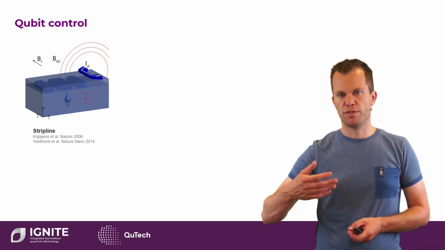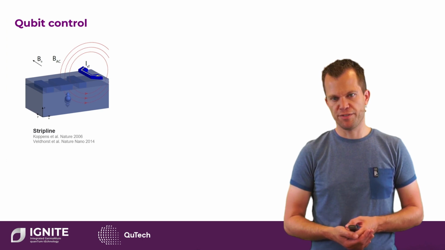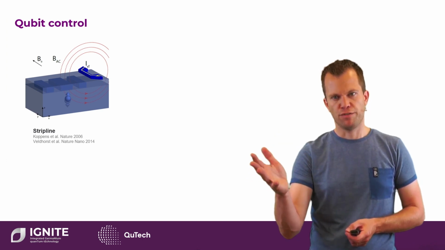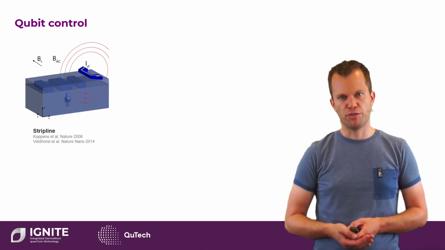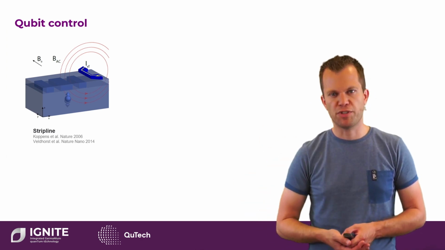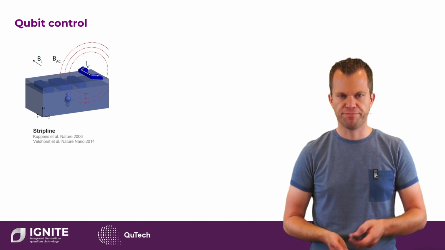Finally, this type of control is usually not that fast, and it's on the order of a few hundred kilohertz to a megahertz or so, leading to microsecond timescales for qubit operations.